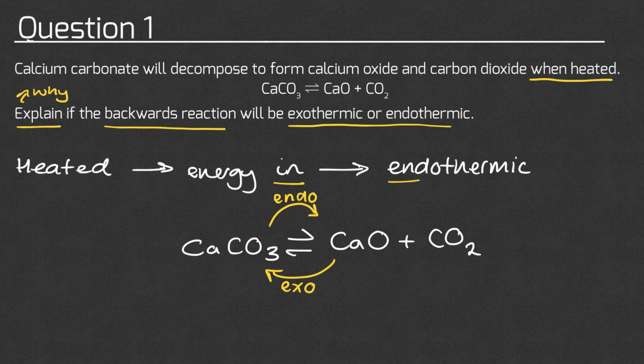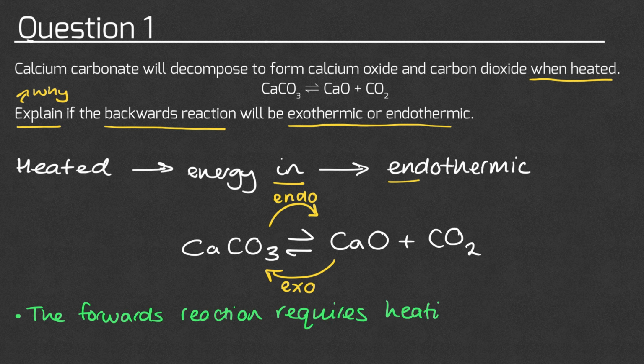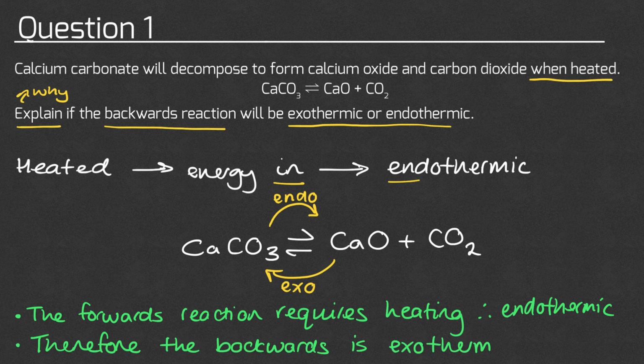So we can now put this together in our final answer. So we start off by saying the forwards reaction requires heating, therefore the forwards reaction must be endothermic. This means that the backwards reaction must be exothermic.